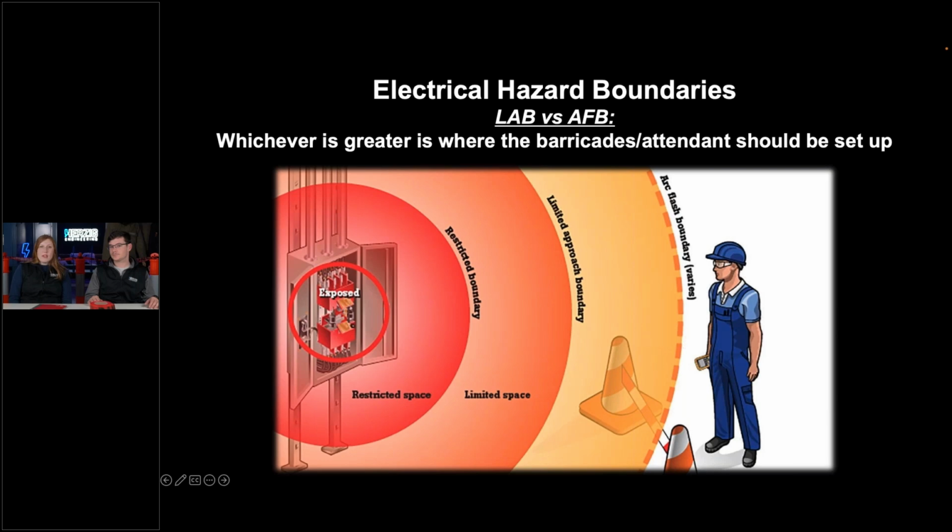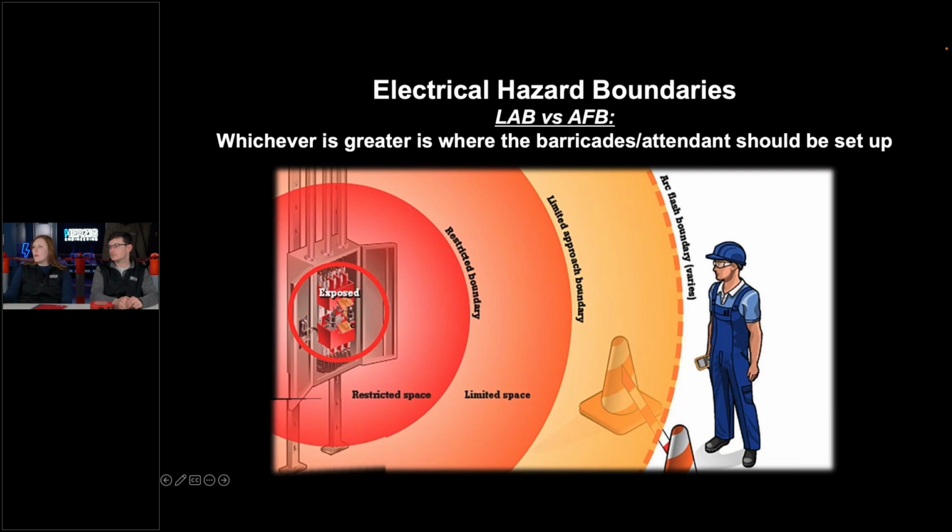So you want to make sure qualified personnel look at the labels, or at least know what the hazards are, right? How far out is that limited? Look at the boundary for the arc flash, compare the two. Whichever's greater, that's where the barricades should be set up. That's where an attendant should be stationed to keep people safe from walking within those spaces. Okay, and that's anytime it's exposed.